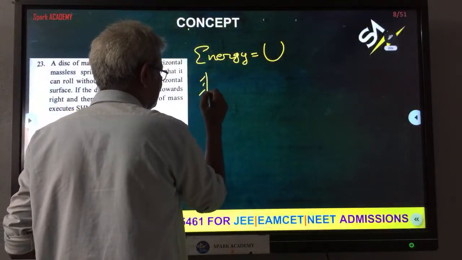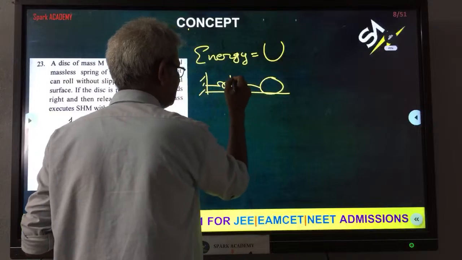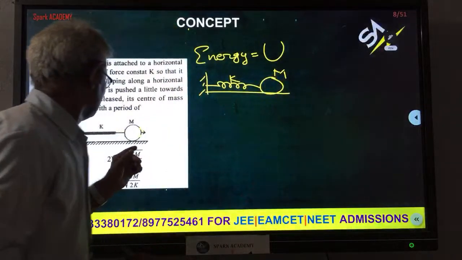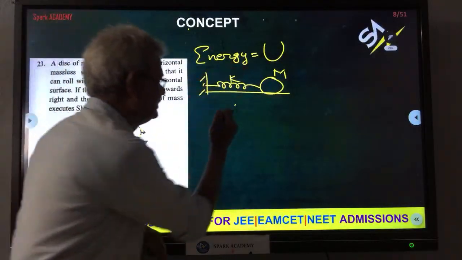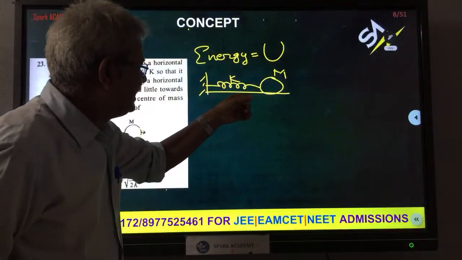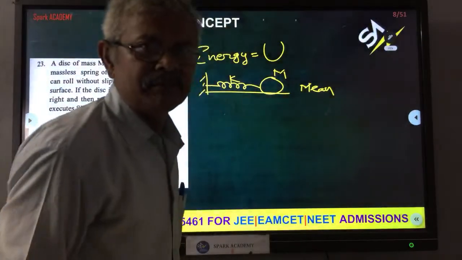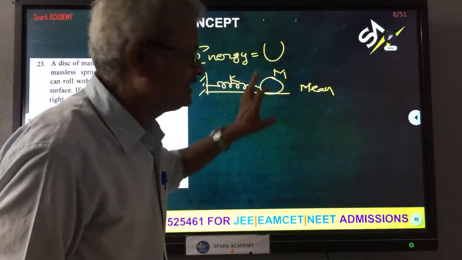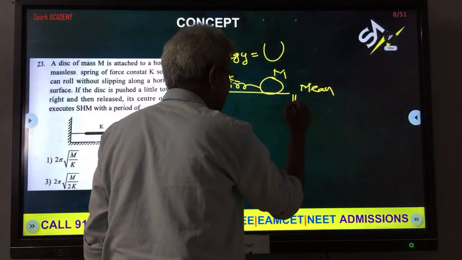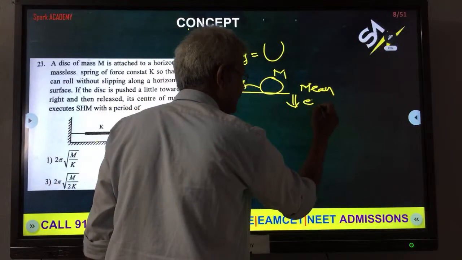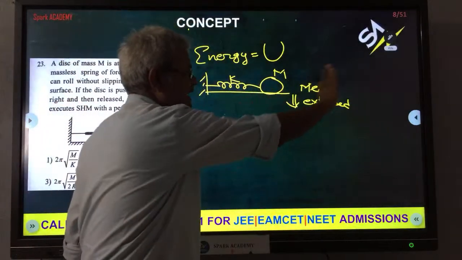This spring was initially like this, that means unstretched or uncompressed. Understand? So it is in the mean position. What do you mean by the mean position? It means the net force on the system is zero. Now you have compressed it or pushed it to the right side. Compressed or extended; here right side means extended, because it got tight here, no? You are pushing it to the right side, it gets extension.